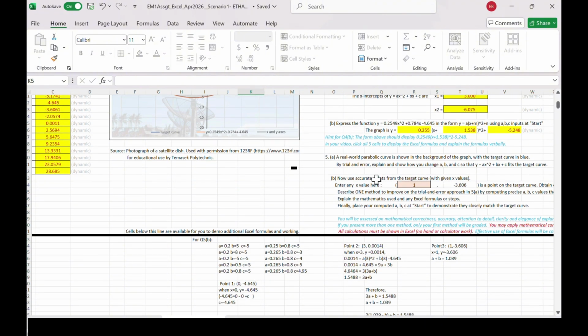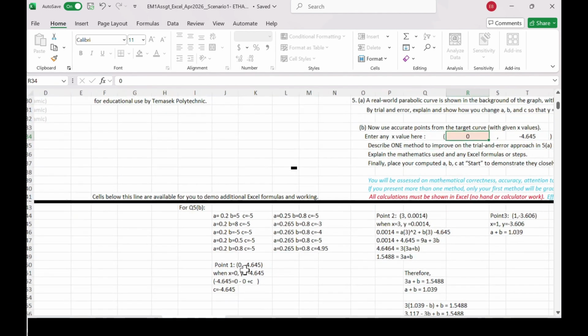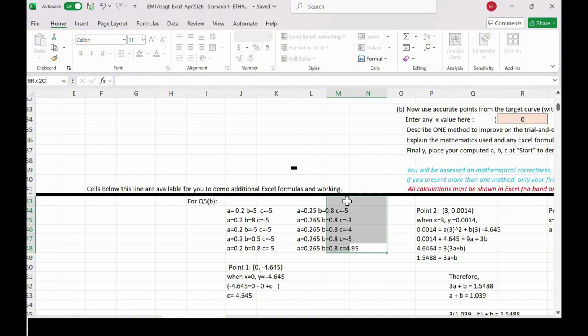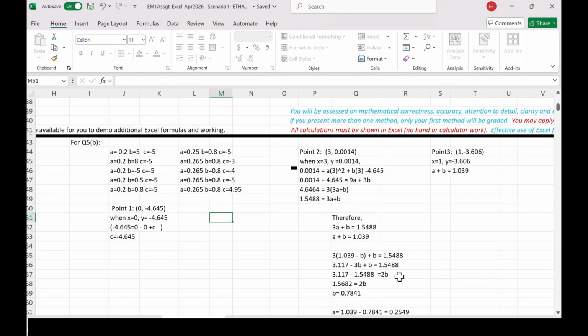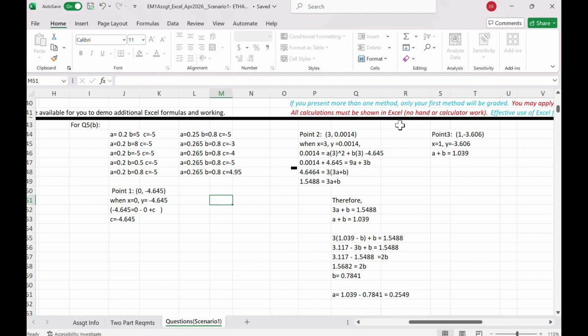For question 5b, I started off by making x 0, which allowed me to find c, which was minus 4.645. Afterwards, I used simultaneous equations and substitution to find out the values of a and b.